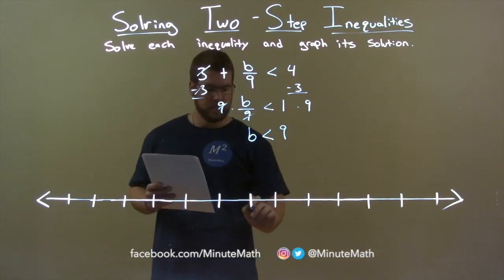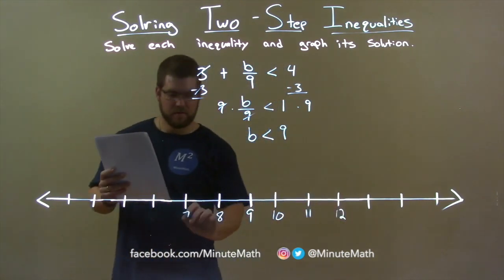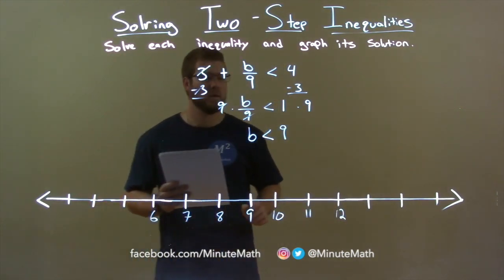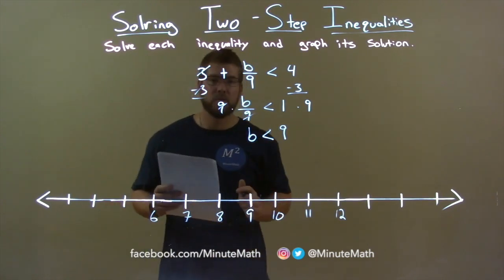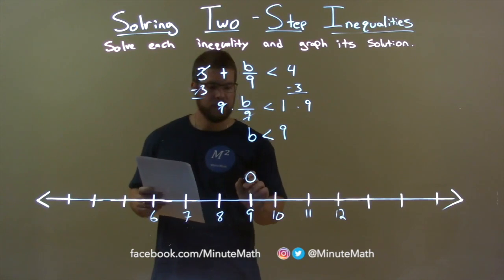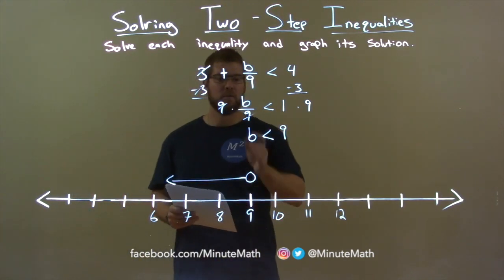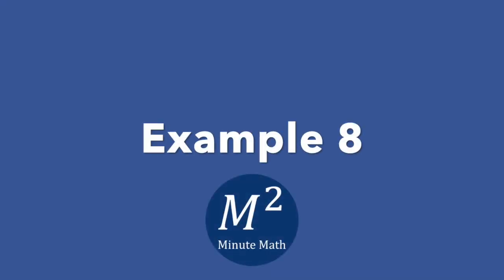So now let's graph it. Put a 9 here, 10, 11, 12, and 8, 7, 6. Well, since b is not equal to 9, we have an open circle here at 9. b is less than 9, so the arrow goes to the left, and there we have it. Our graph matches our final answer: b is less than 9.